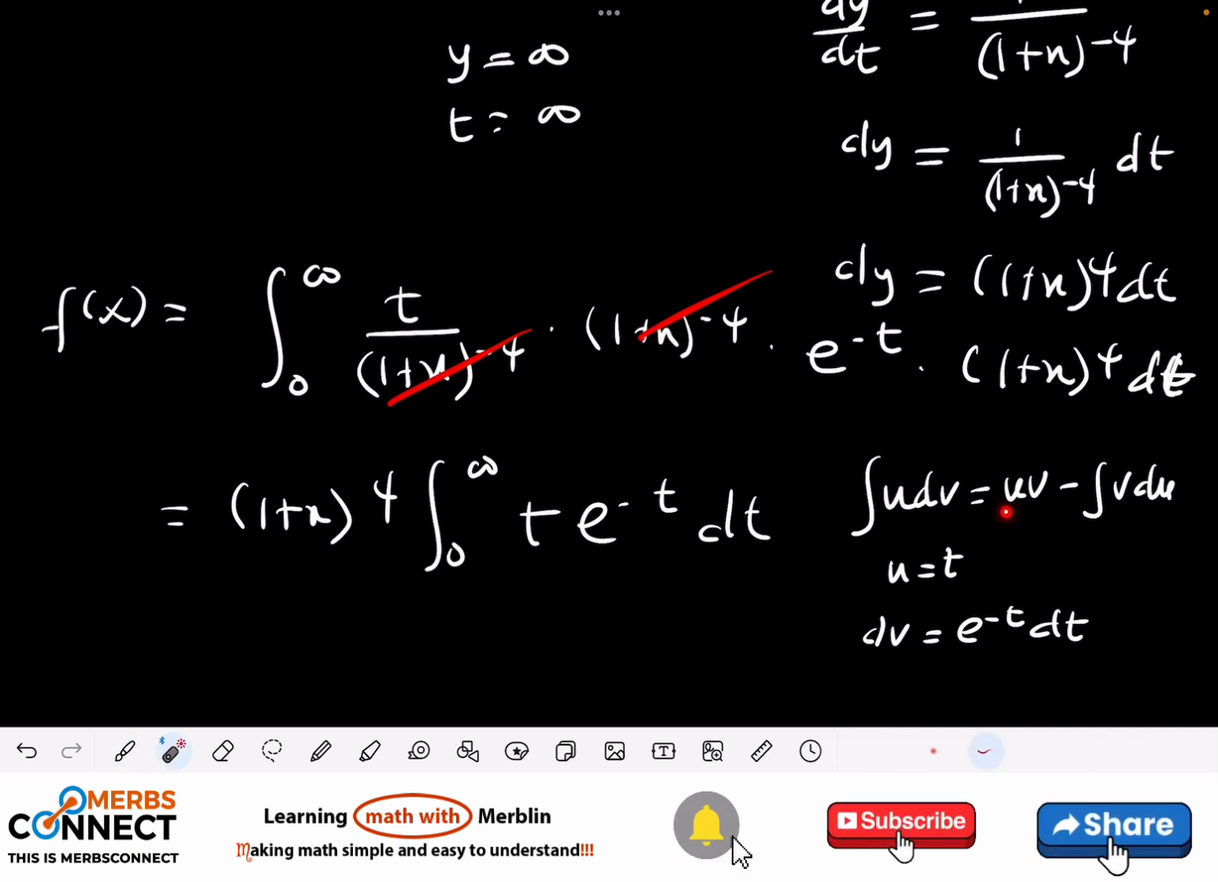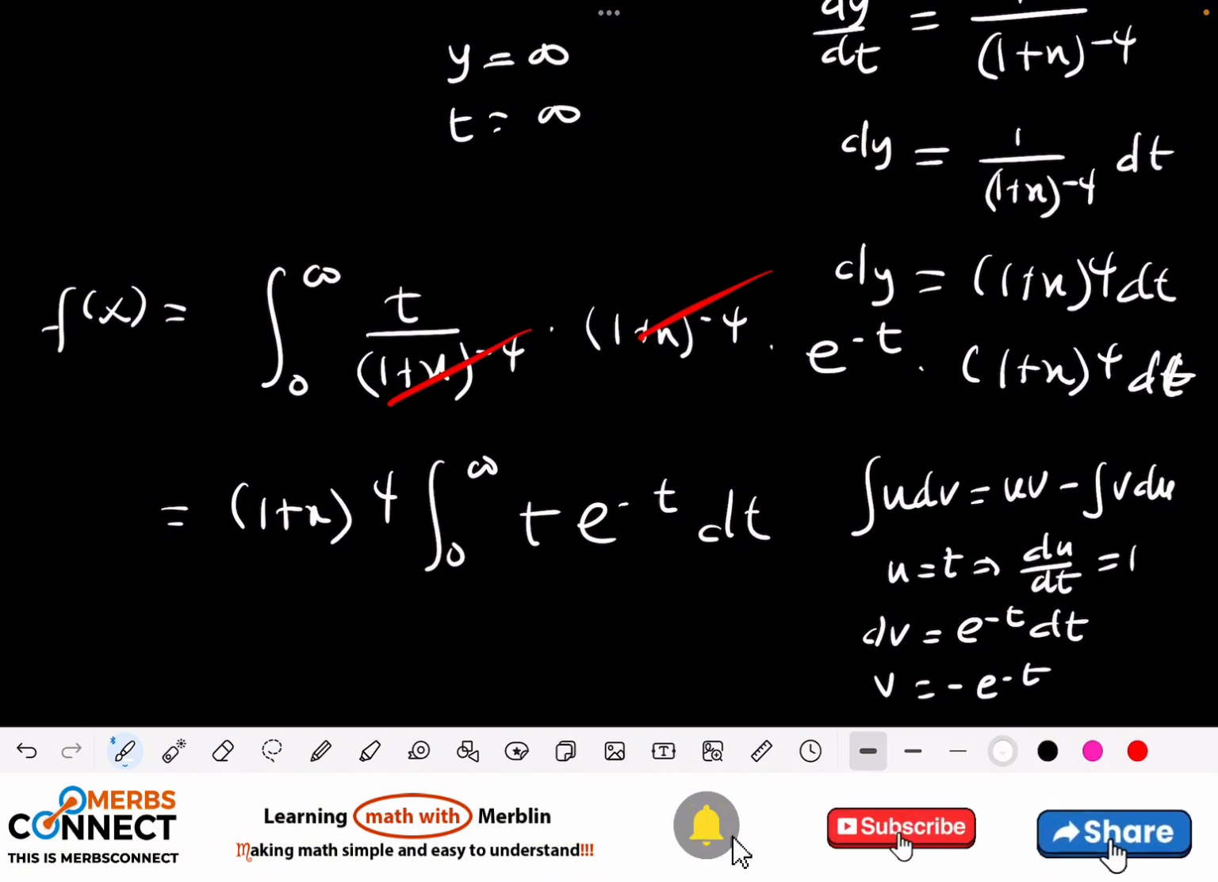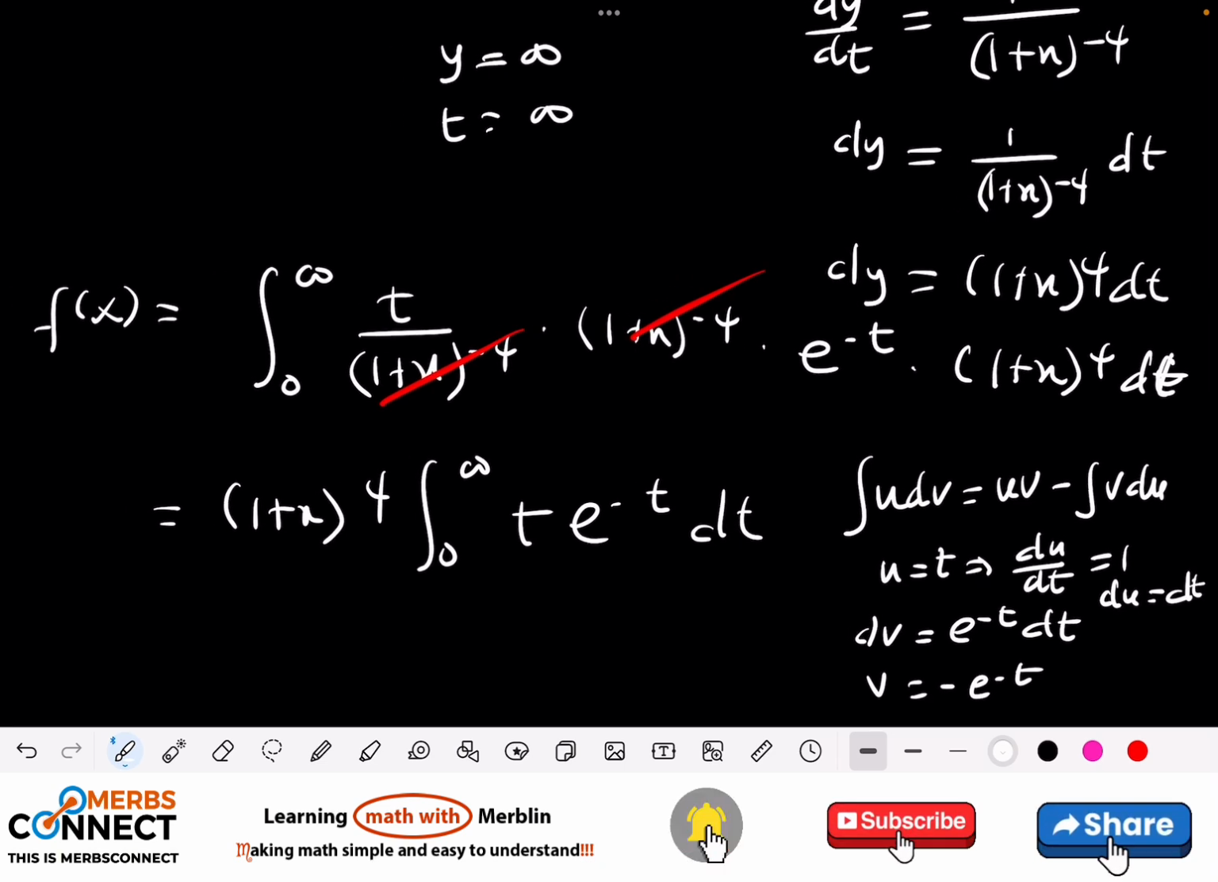So now we need u, which is here. We need v, which we don't have. So it means that we need to integrate this, because this function is a derivative, so that we can get v. When I integrate e to the power minus t, I'll have minus this. Then I have my v now. I need the du, so I need to differentiate this function. When I differentiate u with respect to t, I'm going to have 1, which implies that du is the same as dt, right? So that is the idea.